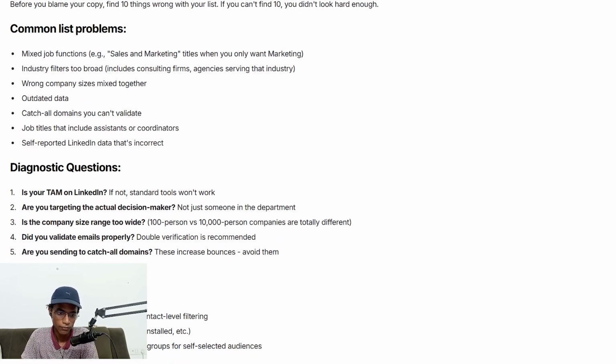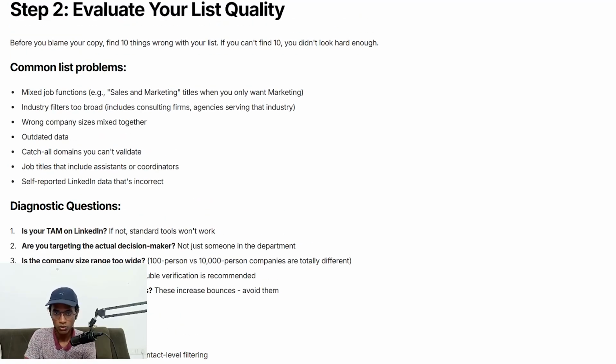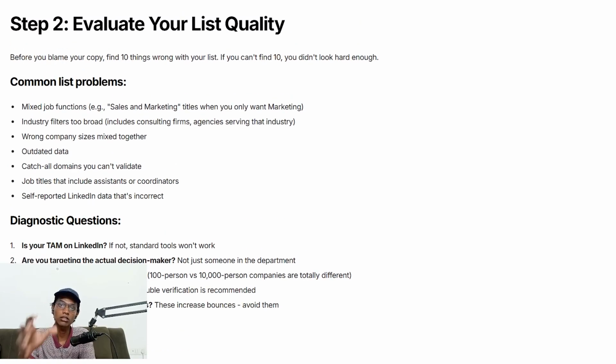So the fix is pretty much covered in the fixes, right? Of course, to make the list better, you can rebuild your list with title filters. Add account level research before adding contact level filtering. You can also use triggers, such as new hires, if the company is hiring or not, if they have a specific technology installed or not, and things like that. You could try scraping LinkedIn engagement or groups for self selected audiences as well. So, yeah, that's how you deal with the lists.